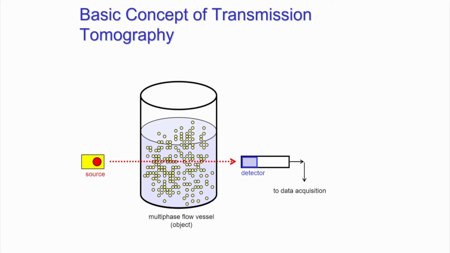Then we move to the ionizing systems, based on gamma ray densitometry, which works on the transmission tomography principle. So, what we are going to discuss is gamma ray tomography or X-ray tomography.